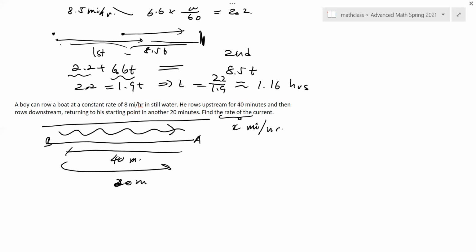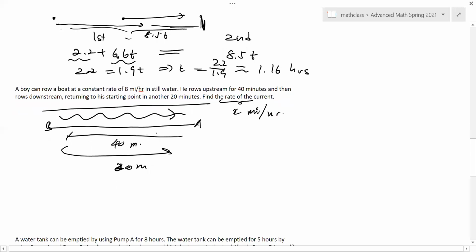Okay, so how do we solve this problem? We have to check the combined speed, right? Against the stream, upstream, the speed is slow, so the speed is going to be 8 minus x, and this is miles per hour. And here it will be 8 plus x miles per hour. So returning to the same point means what? They travel the same distance.